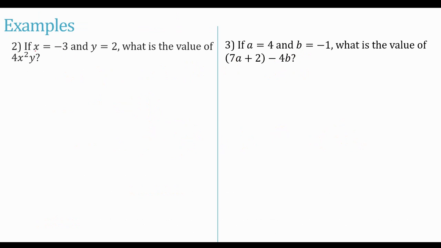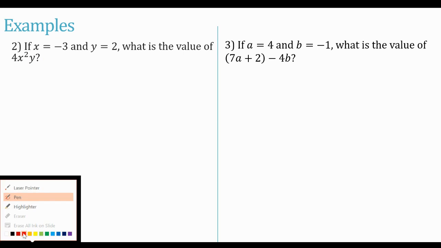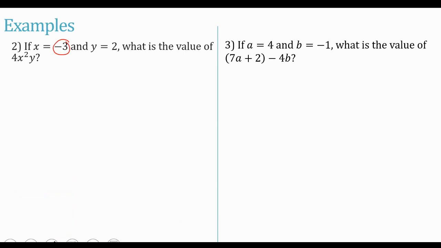Okay, so for number 2, if x equals negative 3 and y equals 2, what is the value of 4x squared y? So like we said in our steps before, we are going to just substitute our variables in as a first step. Now I'm going to put my x in red, and I'm going to put my y in blue. Everything else I'm going to keep black. So I have 4, and this is x squared. So we know that x is negative 3. So instead of writing x, we're going to write negative 3. And then squared. Can't forget that. And then we have y.